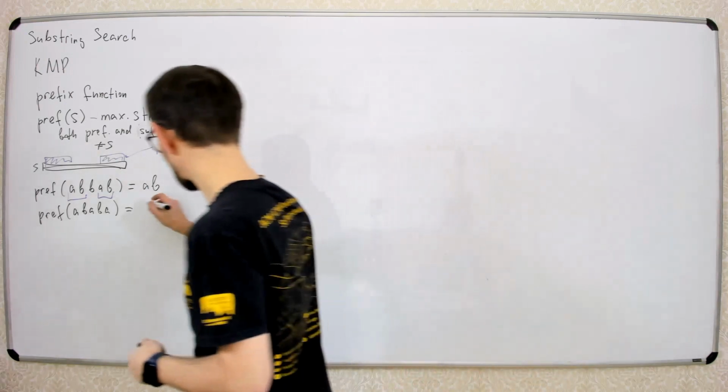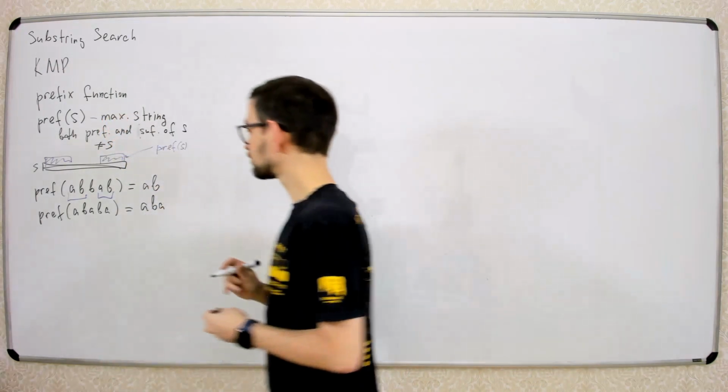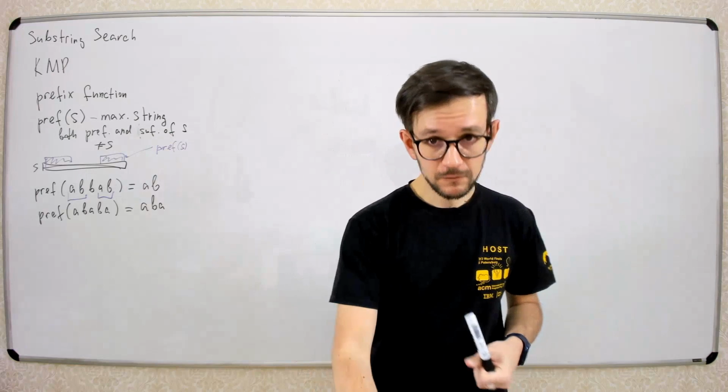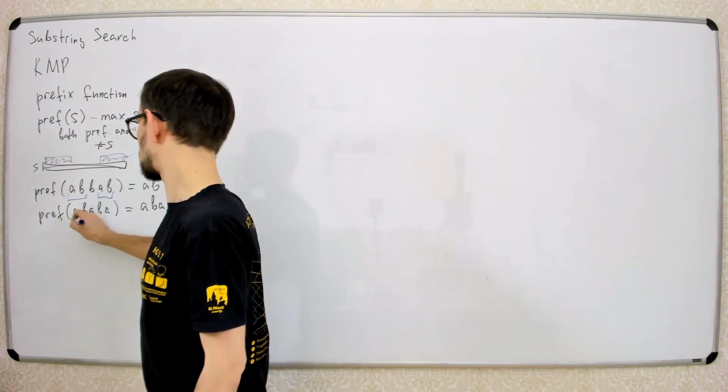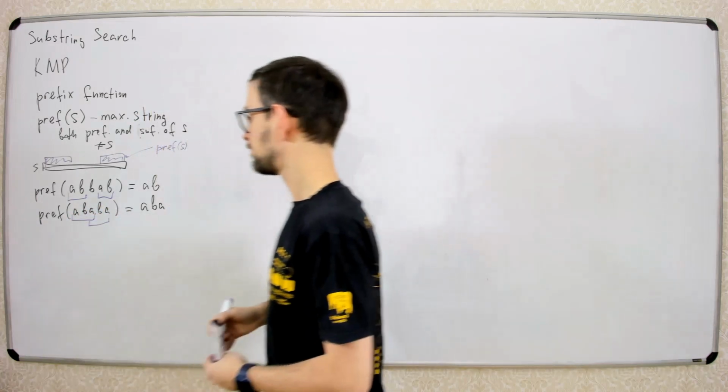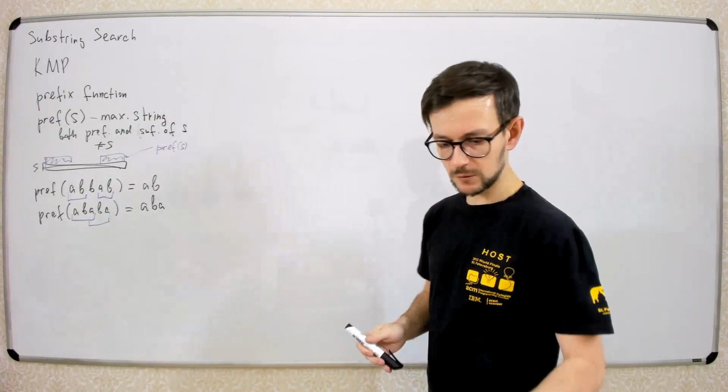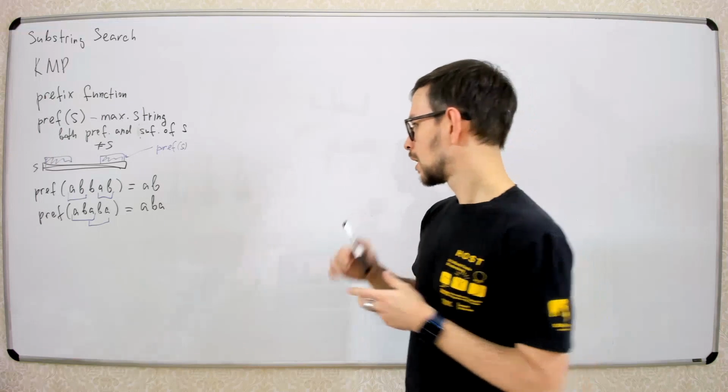ABA, nice. So this prefix and suffix makes an overlap. So we have this ABA and this ABA. They are overlapping, but that's okay. We allow these two strings to overlap.